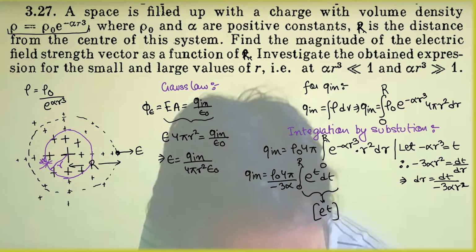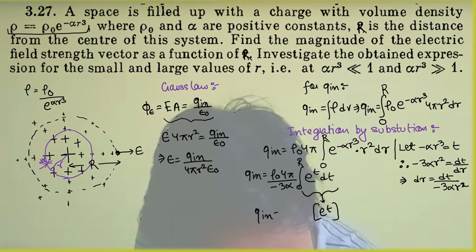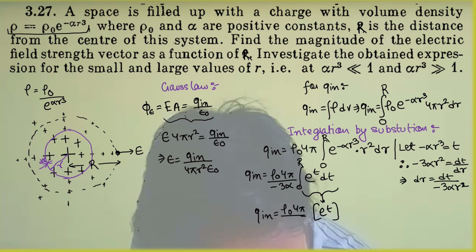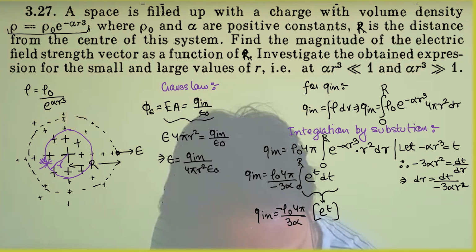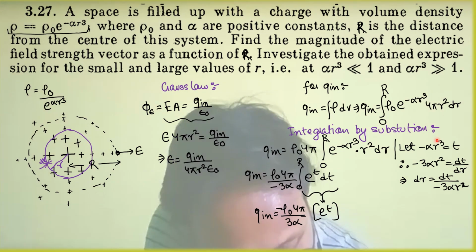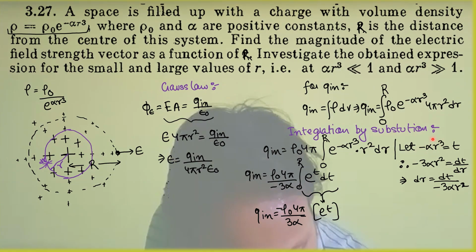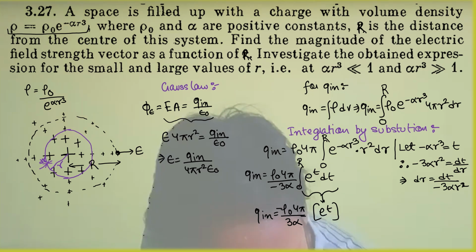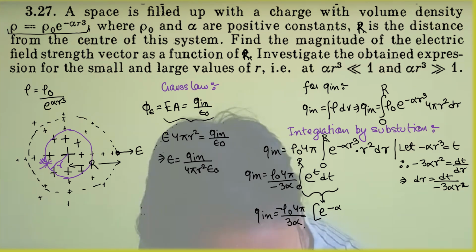So we are left with q inside, which is equal to rho naught 4 pi into minus 3 alpha. This minus is written at the numerator, nothing different. Now I have to substitute back t. t is nothing but minus alpha r cube, small r cube, from 0 to r.